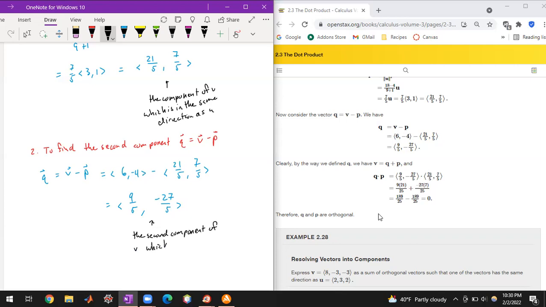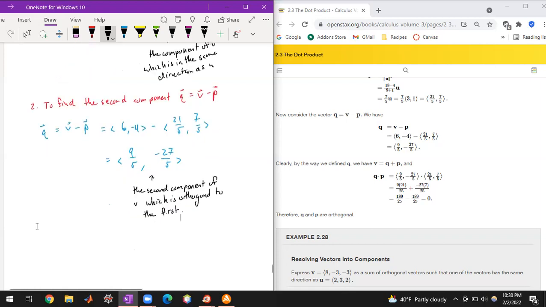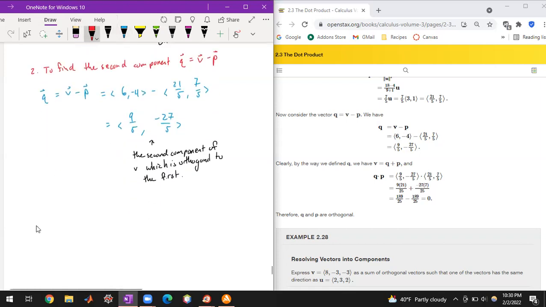So this is orthogonal to the first. Let's actually prove that they're orthogonal. How do we know something's orthogonal? Well, we had a rule that says if the dot product of two vectors is 0, then they are orthogonal.